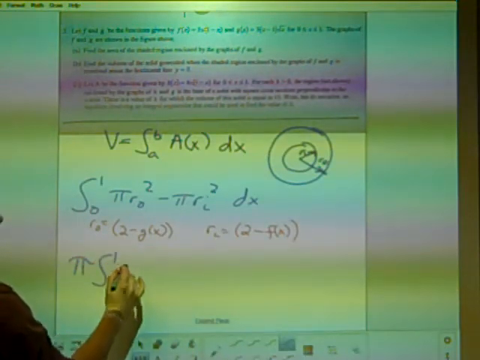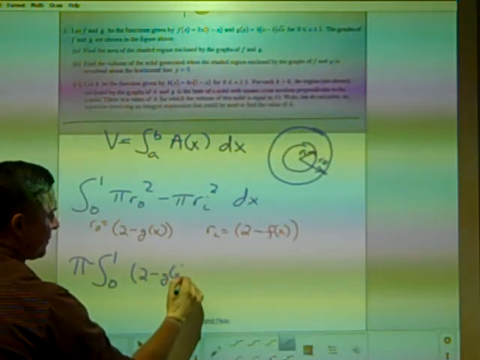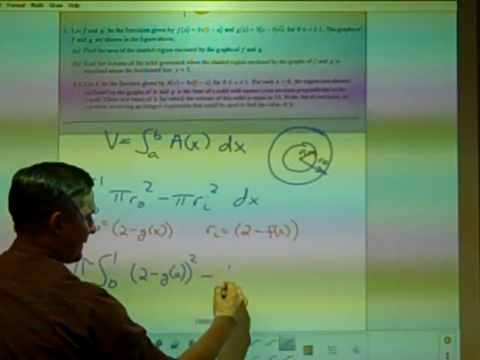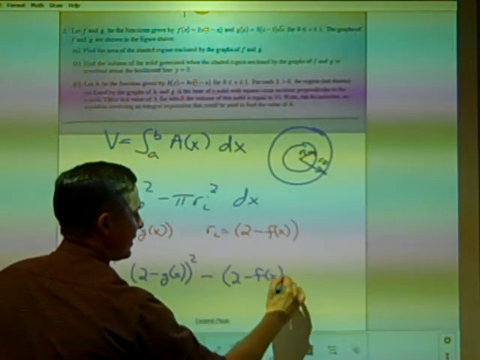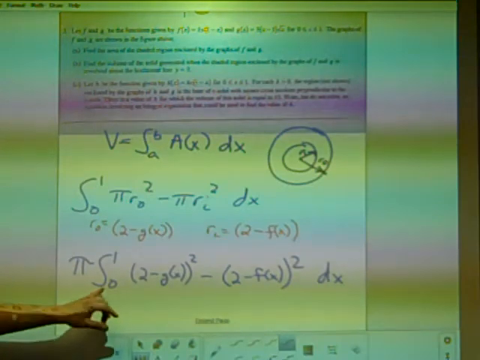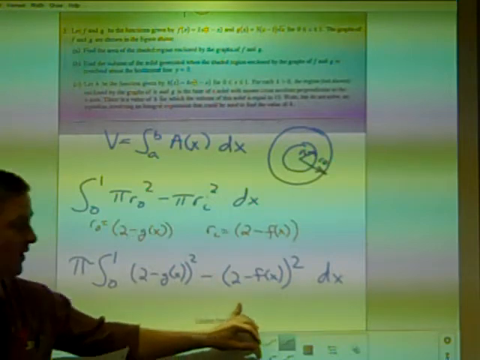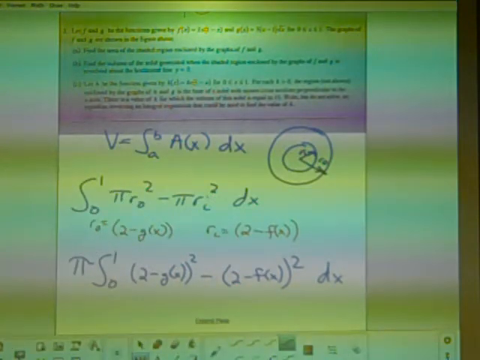I will go 0 to 1, and I will actually write (2 minus g of x) squared minus (2 minus f of x) squared. And you have to have the quantity squared, okay? dx. If you have the limits 0 to 1 and you have pi on the outside, give yourself a point. The limits and pi are worth a point right now. If you have this integrand right here, give yourself 2 points. Okay?